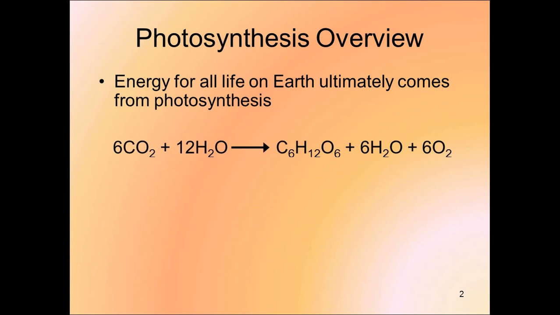This is the chemical equation for photosynthesis. You don't need to know all the C6H12s. You just need to know that carbon dioxide plus water go in, and glucose, which is C6H12O6, plus water plus oxygen come out. The balancing numbers aren't important. It's what goes in and what comes out.